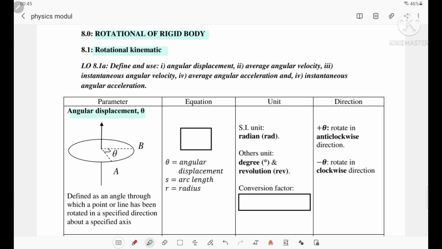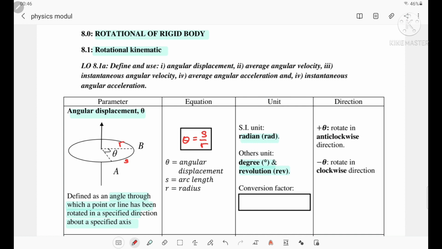Angular displacement is defined as an angle through which a point or line has been rotated in a specified direction about a specified axis. We can write theta is equal to S over R. Theta stands for the angular displacement, S is the arc length, and R is the radius. The unit for the angular displacement is radian, and the other units are degree and revolution.